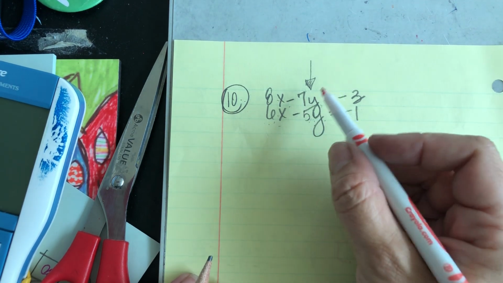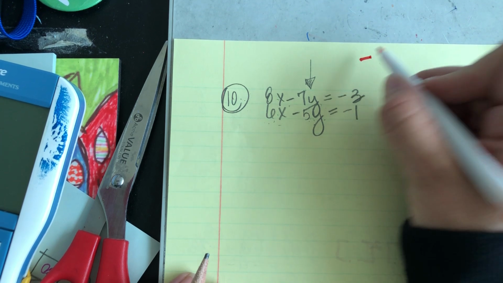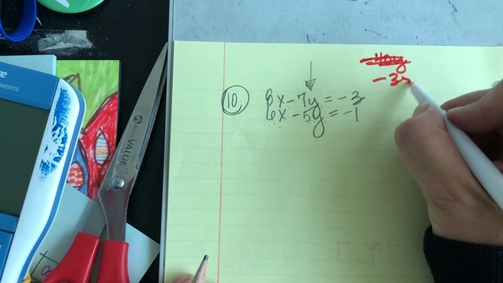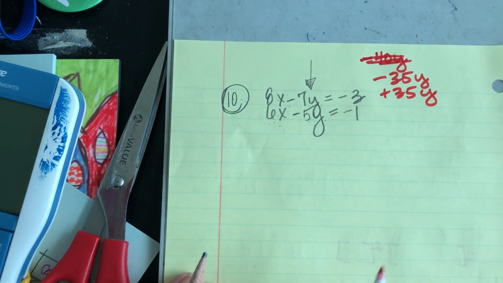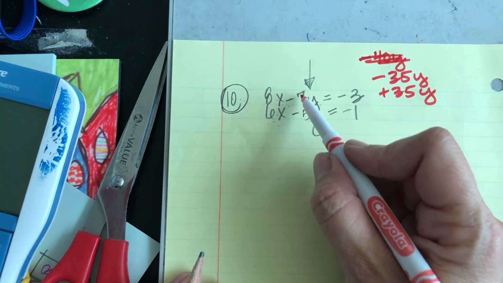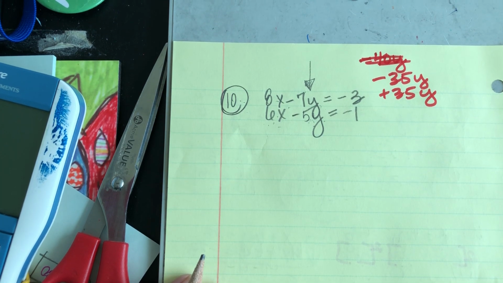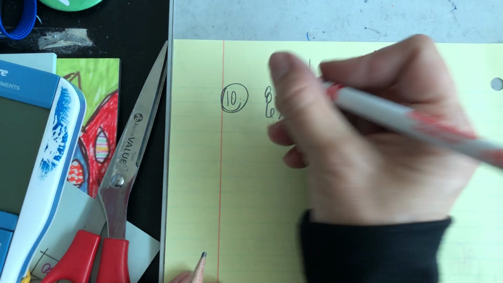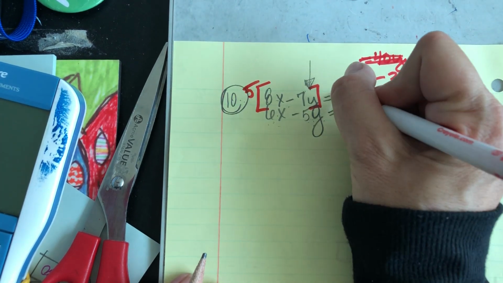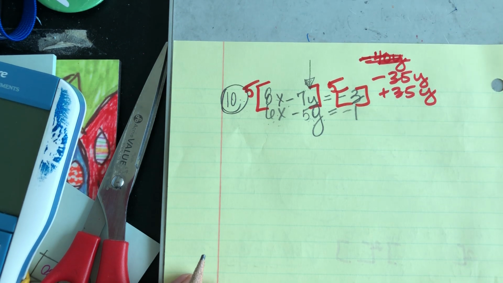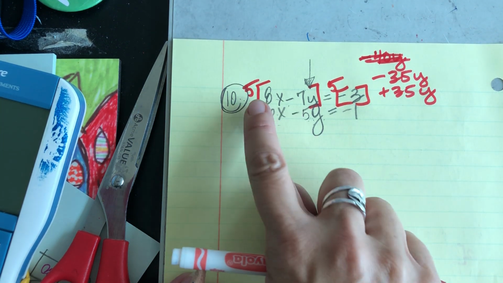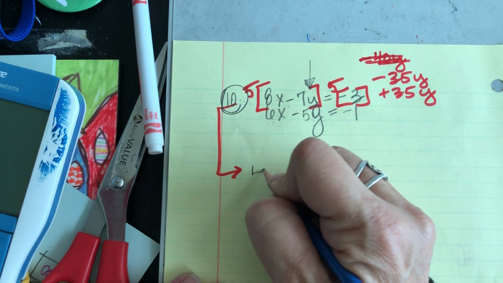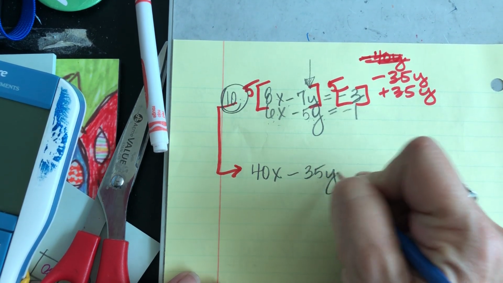If I wanted my y's to be negative 35y and positive 35y, where am I getting 35 from? The least common multiple of 7 and 5 is 35. So if I want this top one to stay negative, but this needs to be 35, I'm going to multiply this top equation by 5. There's a bunch of ways you could do this one. I'm going to leave my negative this way. So my first equation is going to come down here like this. 5 times 8x is going to be 40x minus 35y equals negative 15.